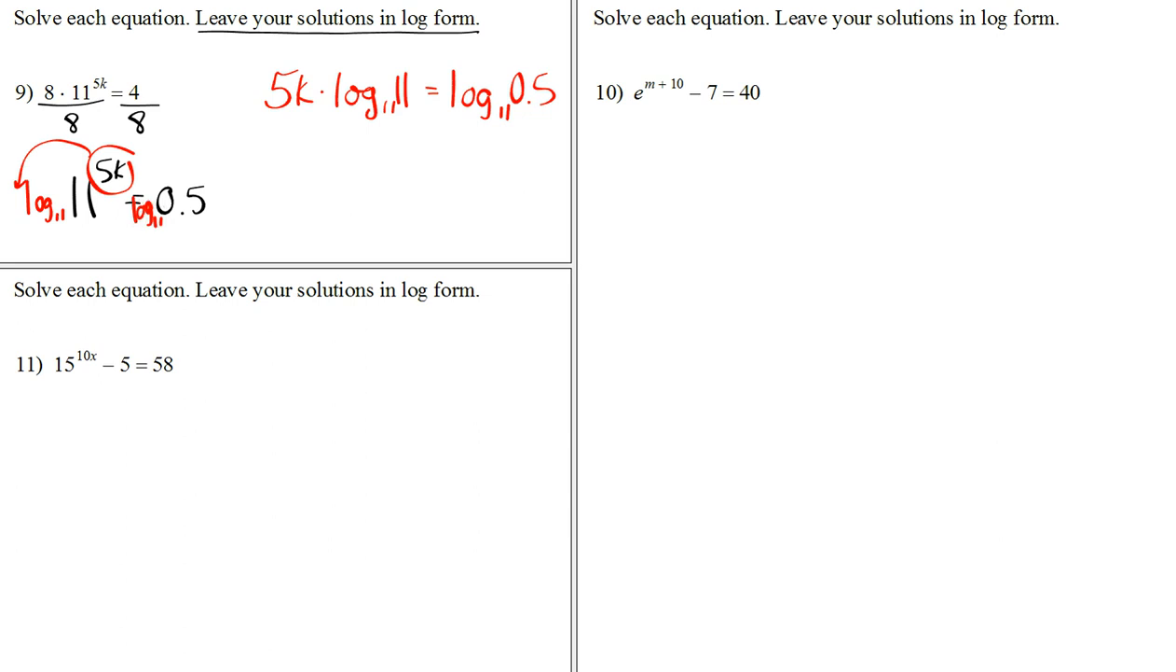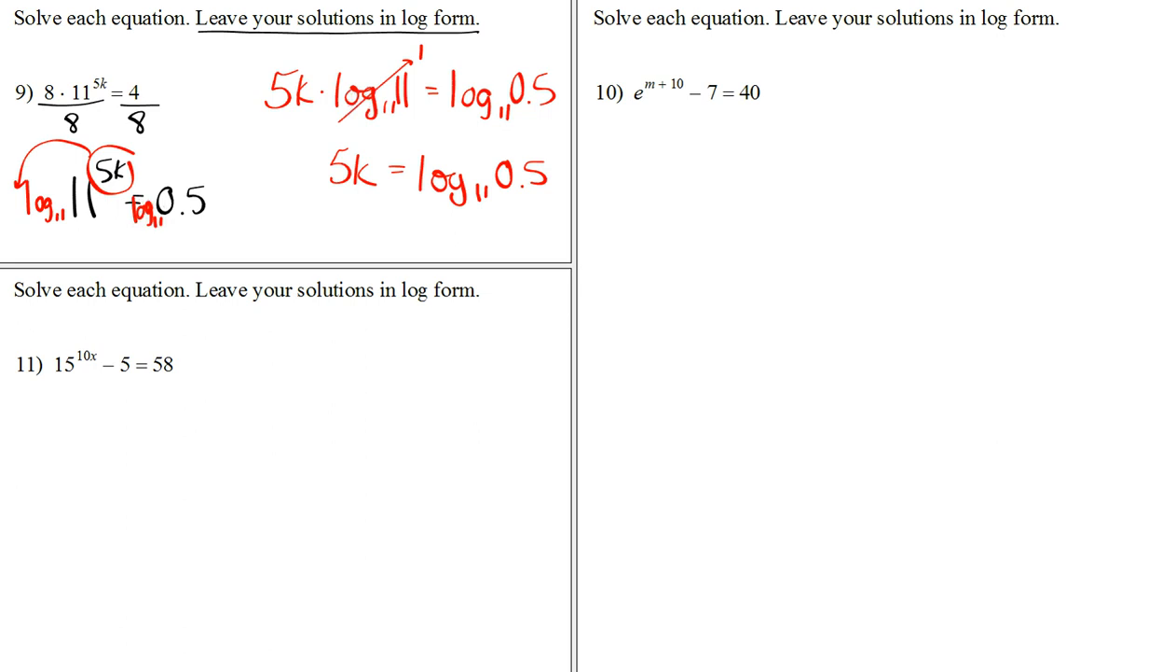Okay, and that seems complicated. We're going to simplify it a little bit on number 11. But so log base 11 of 11, that is just the definition of a log. 11 to what power is 11? Just 1. So the answer to a log is just an exponent, and that exponent is 1, which only leaves us with 5k is equal to log base 11 of 0.5.